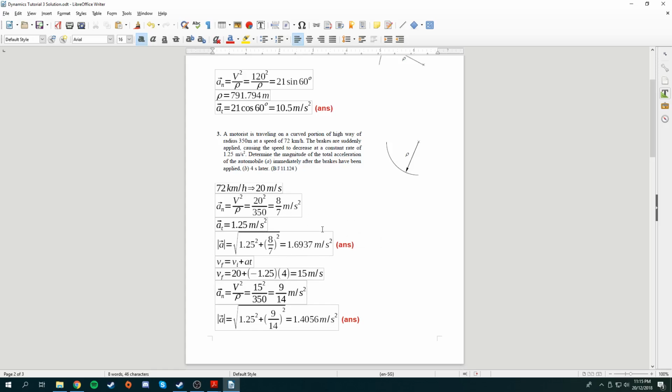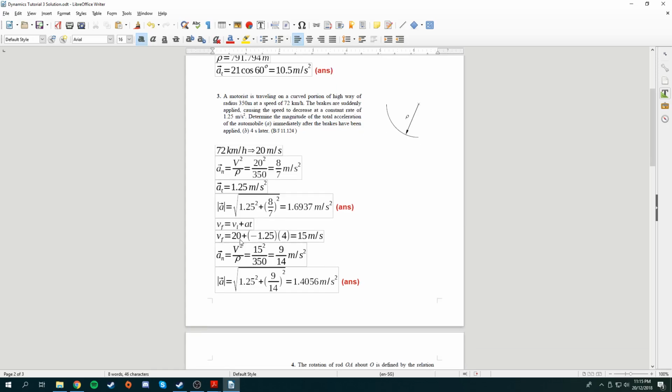Okay, once I find the acceleration, the next thing I want to do is find out what the acceleration is 4 seconds after the brakes have been applied. We know it's decreasing at a constant rate, so I can use the kinematics equation. I use Vf equals V initial plus acceleration times time. Vf I do not know, I know V initial. Acceleration I know is decreasing at negative 1.25, multiplied by the time. And I know after 4 seconds, the speed of the motorist would be 15 meter per second.